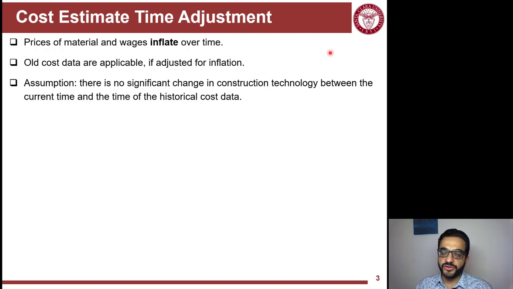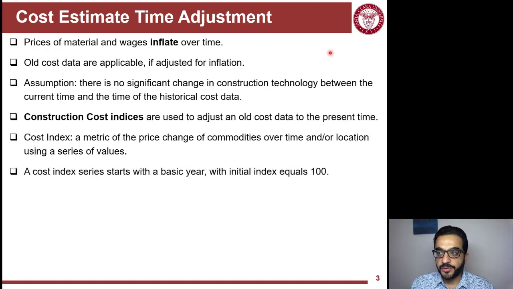So the first one is adjusting for time. And we know that prices inflate over time. It's the nature of the economic system we have. So here we're assuming that there is no significant technological advancement that will really disrupt the cost trend following the inflation. So not suddenly we'll have robotics applied in construction, and suddenly you're dealing with a completely different construction industry. But the main variable here is inflation. So this is an assumption to clarify here.